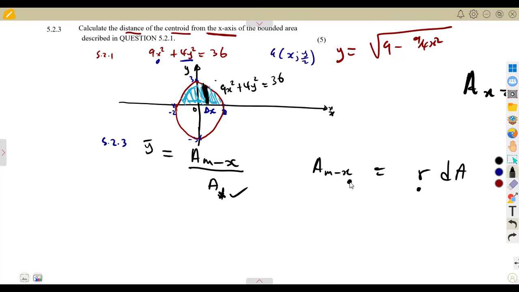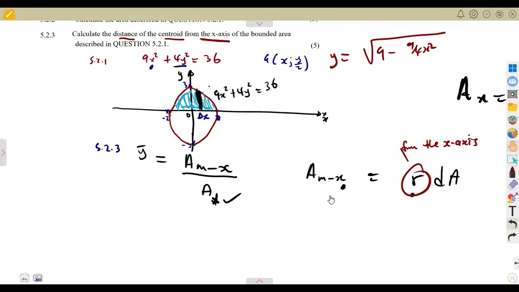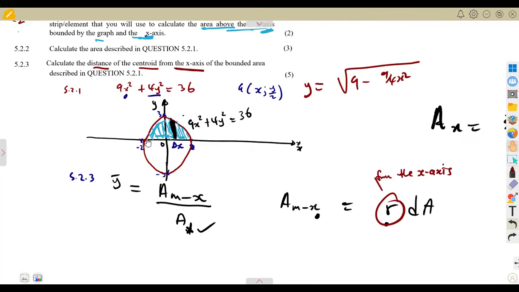The area moment with respect to X, meaning the R there is the distance from the X-axis. So R is the distance from where? From the X-axis. So if it is from the X-axis, how do you present a centroid of a circle? We say the centroid is X bar, Y bar. So X bar, Y bar is the one that we need from the X-axis, meaning we need Y bar, but Y bar is given as what?